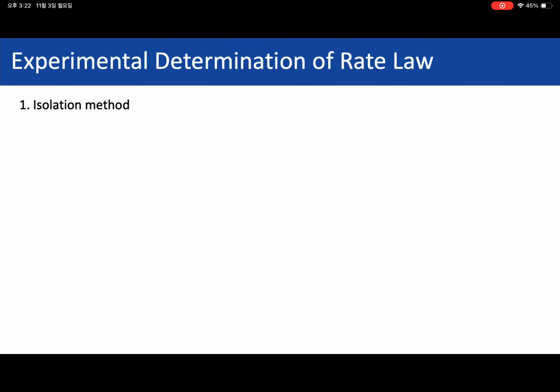Now let's discuss the two special methods for determining this rate law. The first method is the isolation method.